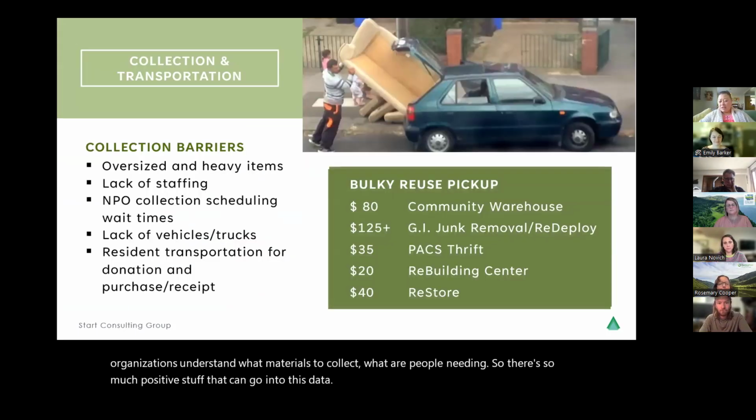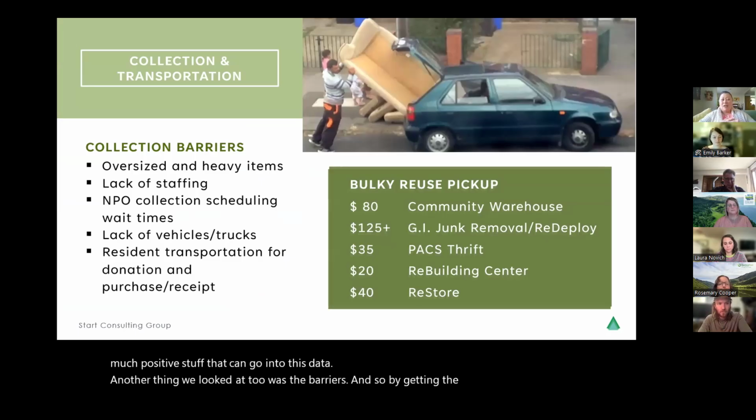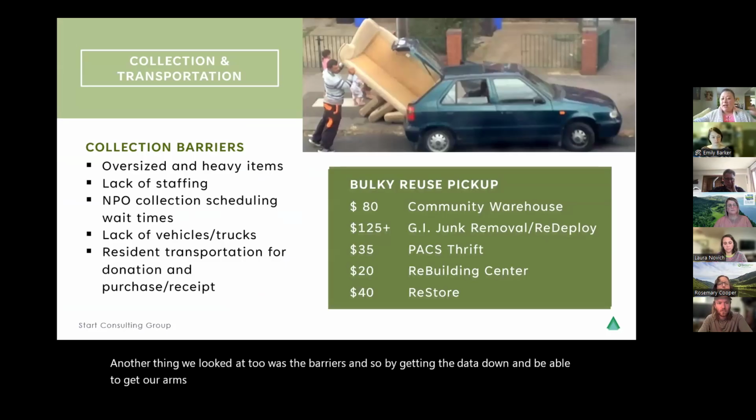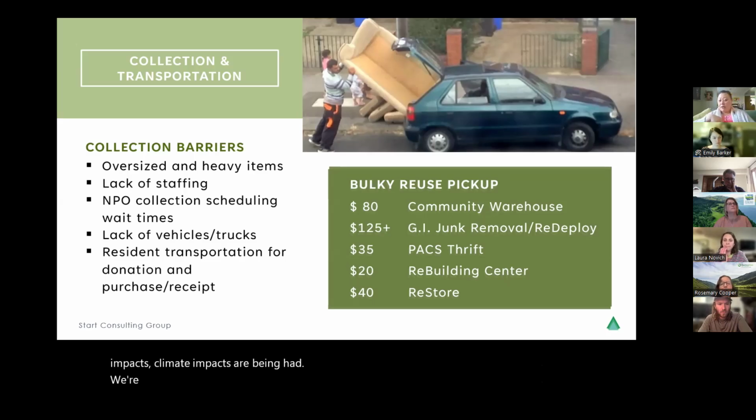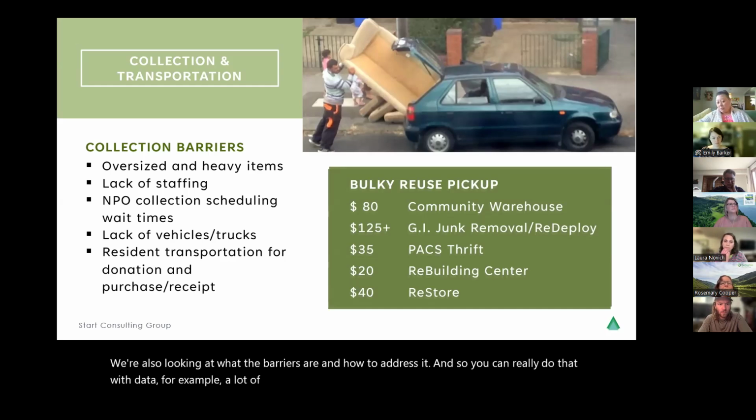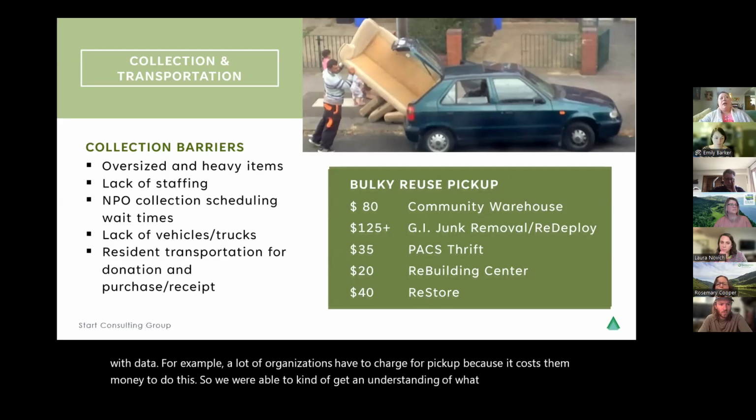Another thing we looked at was the barriers. By getting our arms around the data of what's being collected and what type of greenhouse gas and climate impacts are being had, we're also looking at what the barriers are and how to address them. And so you can really do that with data. For example, a lot of organizations have to charge for pickup because it costs them money to do this. So we were able to get an understanding of what was happening there.